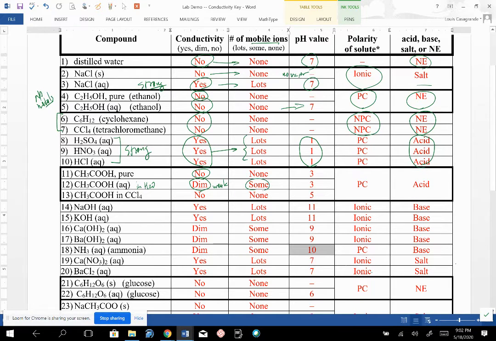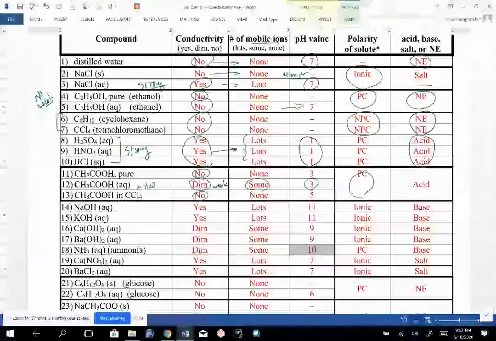And that's because we have some ions. And a pH of 3, somehow, I don't know how that happened. There can't be a pH of 5 in CCl4 because there's no water. But in tetrachloromethane or carbon tetrachloride, there's no conductivity because we have a polar covalent compound dissolved in a covalent compound. There's not going to be any conductivity.